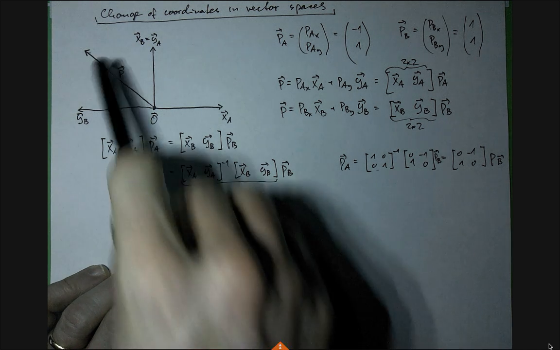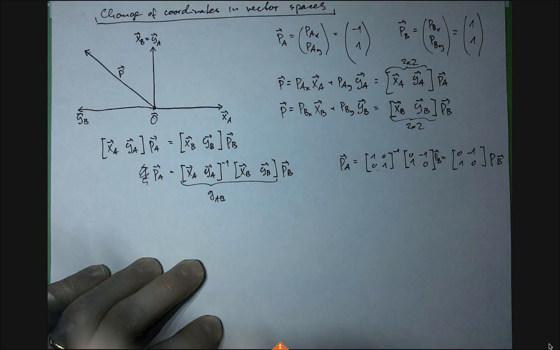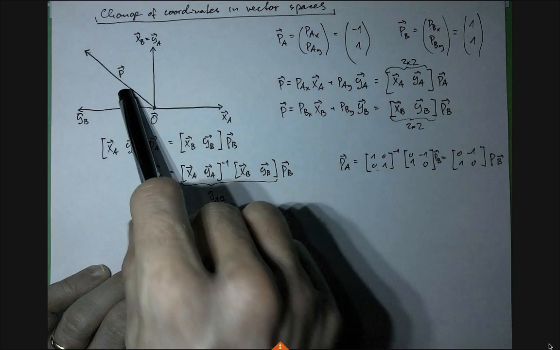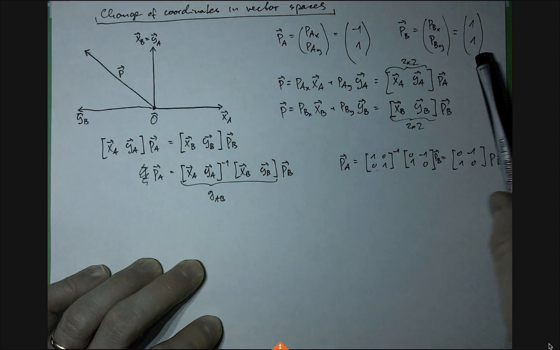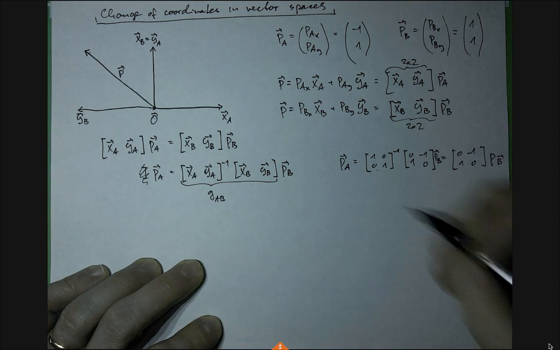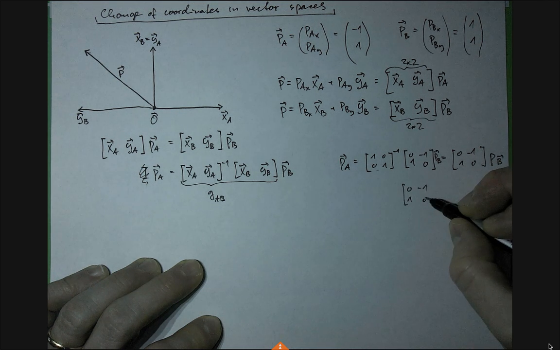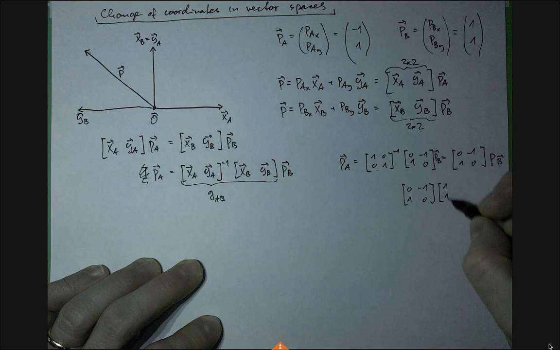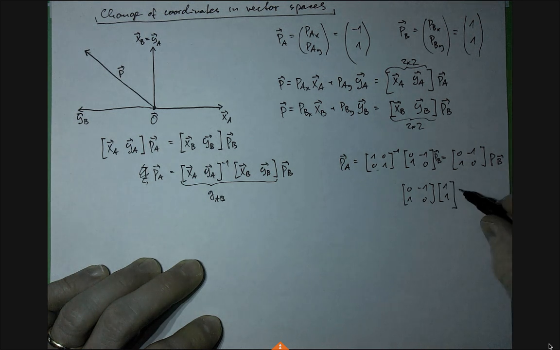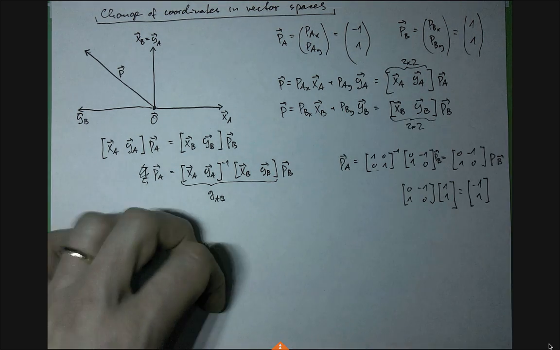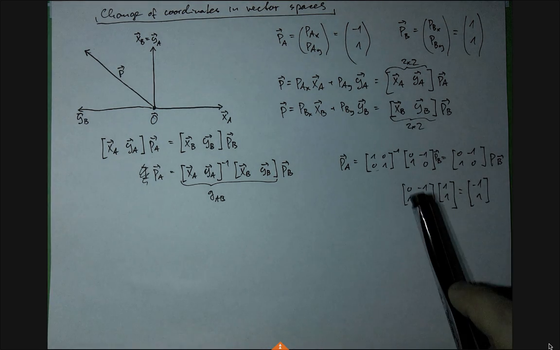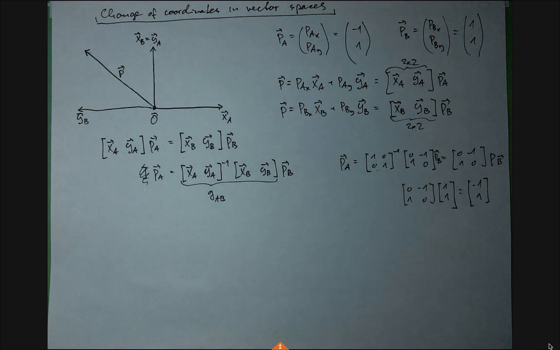Let's try it on this point P to see if it really works. I said that the point P has coordinates with respect to basis B, PB, which are 1, 1. So let's plug it in: 0, -1, 1, 0 times 1, 1. And what do we get? We get -1, 1, which is correct. Those are the coordinates of the same point with respect to basis A. So indeed, this matrix performs the change of coordinates from basis B to basis A.